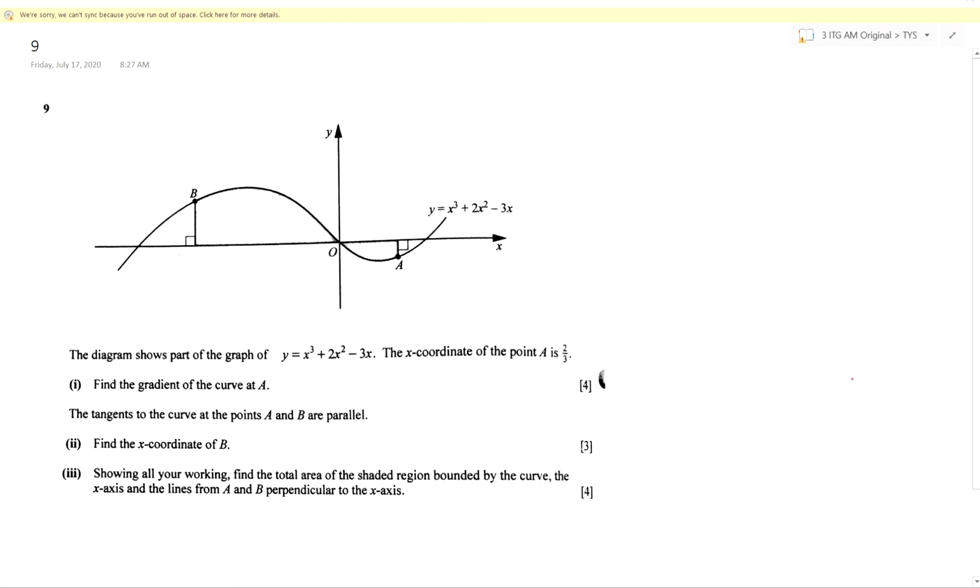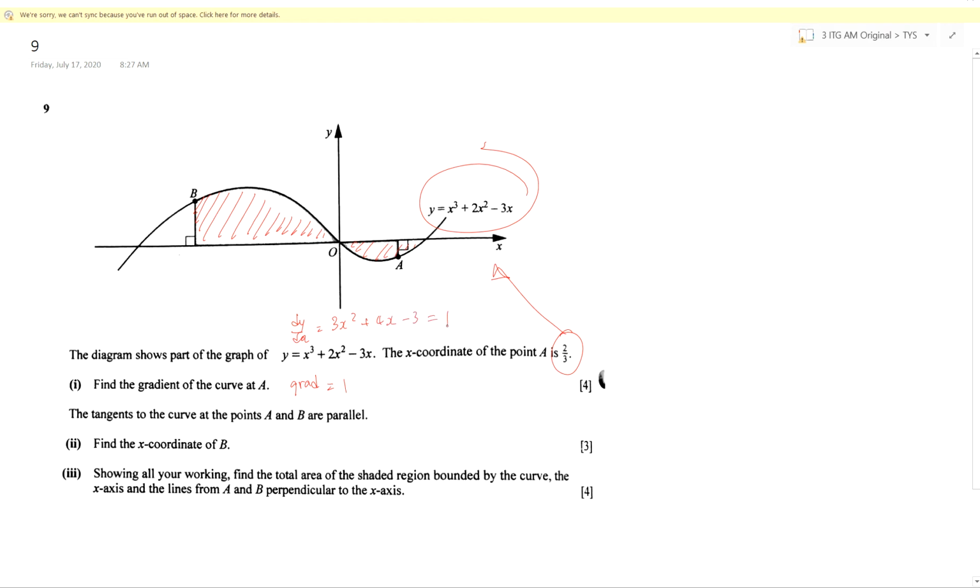Okay, last question that we are going through. Question 9. This is actually shaded for you. Likewise over here, to find the gradient of the curve at A, simply differentiate and substitute in the value of x, which is 2/3. So the tangents to the curve are parallel. Find the x coordinate of B. Once you manage to get the gradient, which is found to be 1, okay, that is from your dy/dx equals 3x squared plus 4x minus 3.